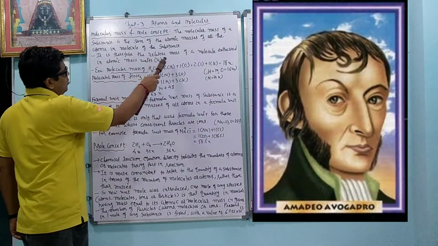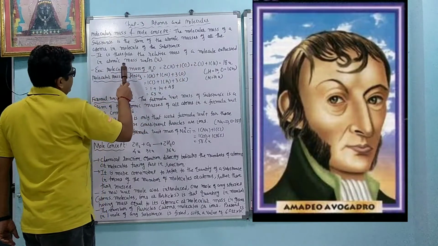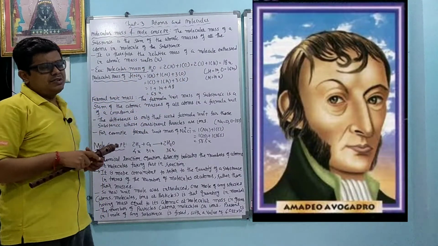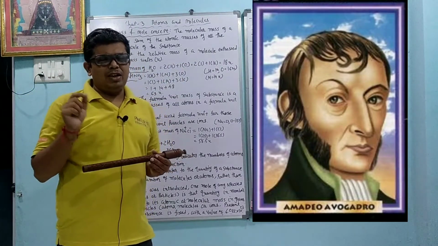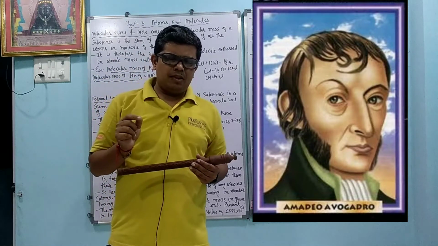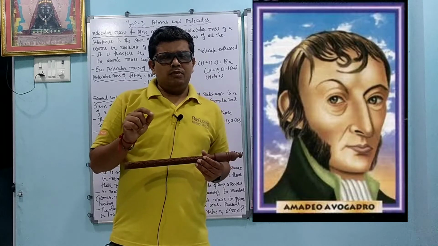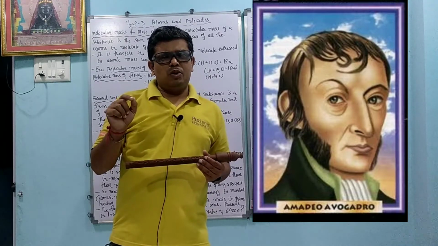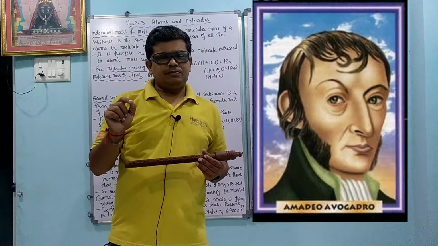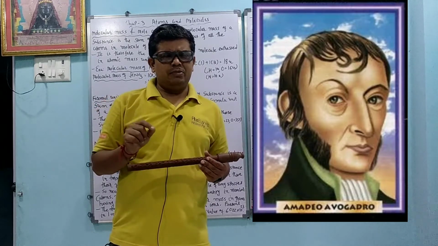It is therefore the relative mass of the molecule expressed in the atomic mass unit. It is also represented by the unit U. Somewhere we can also use the word gram per mole. So whenever we want to measure the molecular mass, we should know the atomic weight of each particular atom present in the molecule.